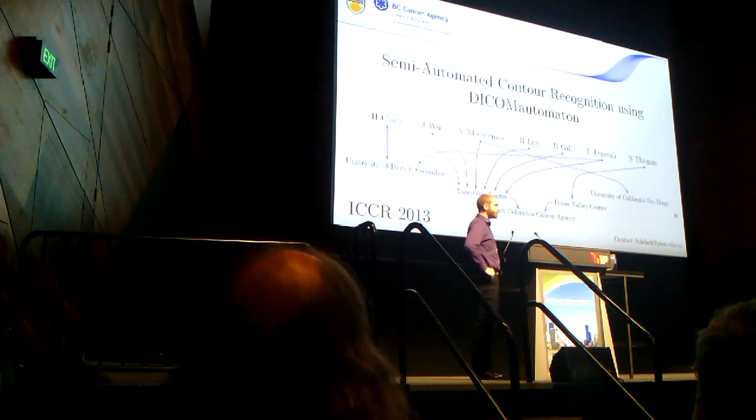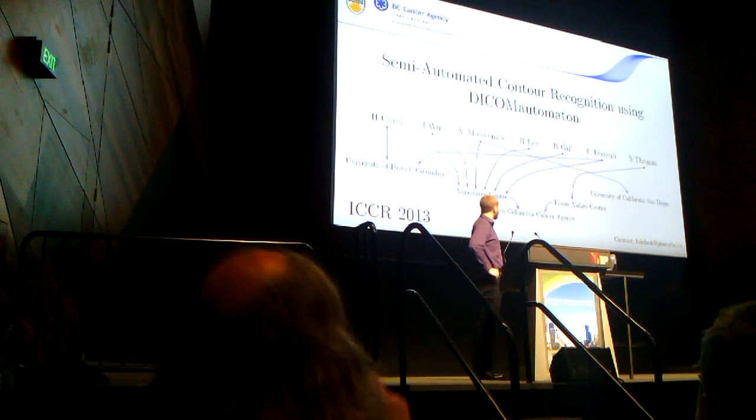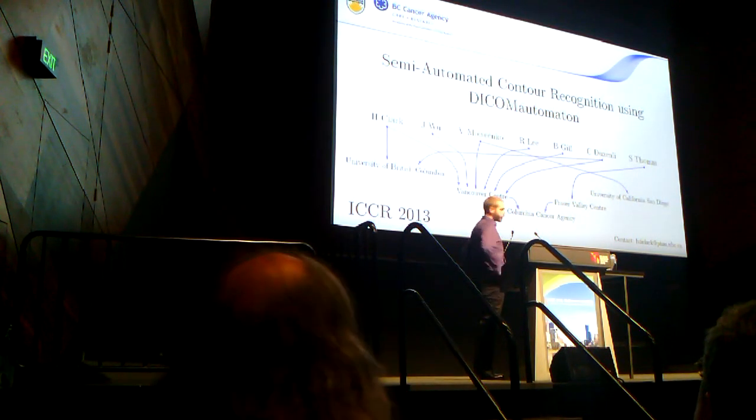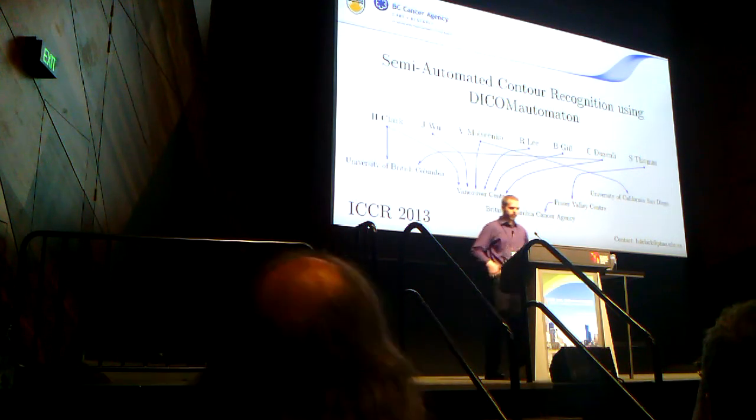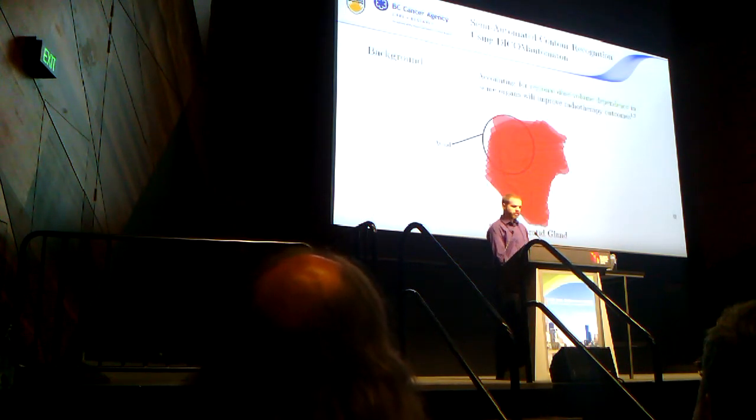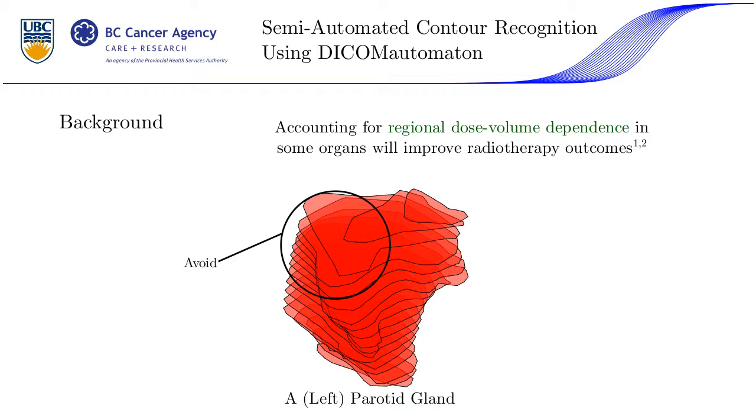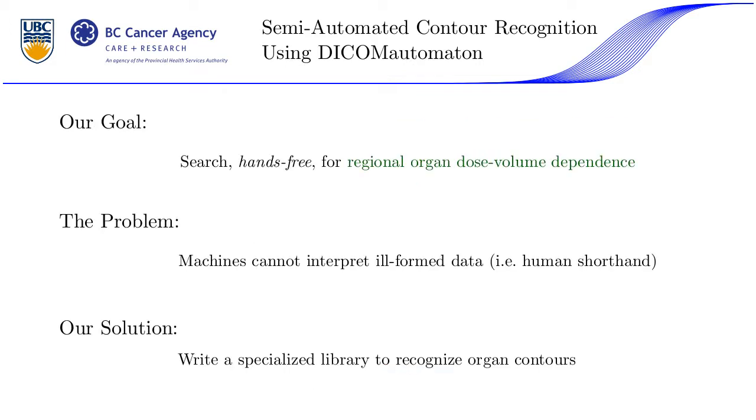Okay, so let me tell you about this piece of software I've written called DICOMautomaton. We use it for semi-automated contour recognition. A little bit of background on why I decided to do this: it turns out accounting for regional dose independence in some organs can improve radiotherapy outcomes. So our goal, therefore, is to search hands-free through lots of data for this dependence.